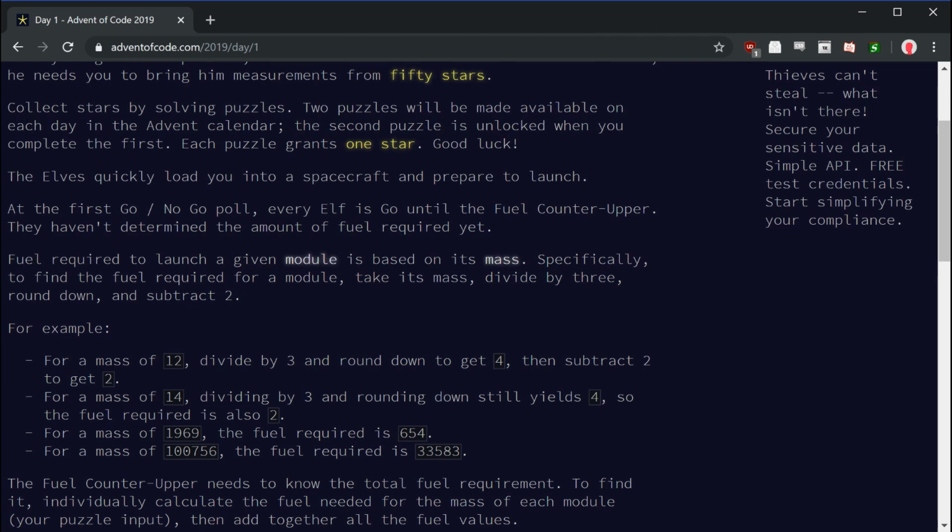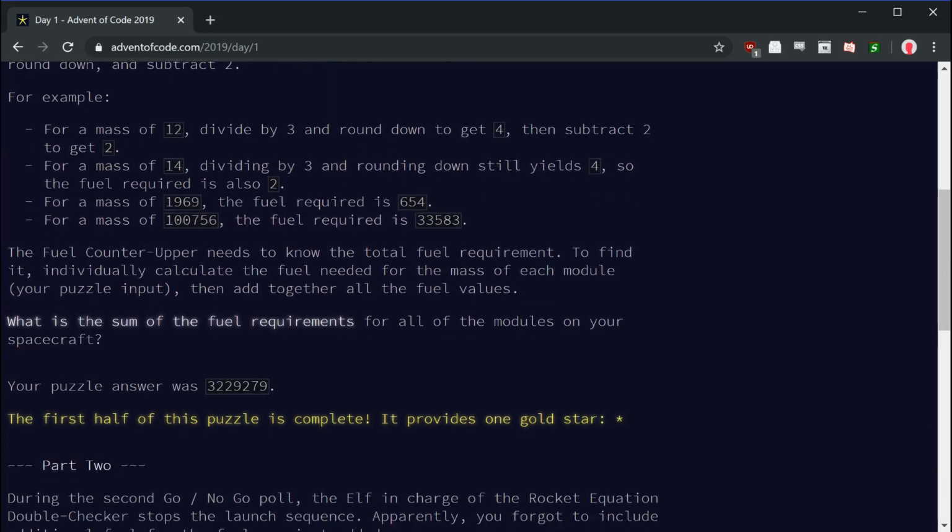And then they give some examples of how this kind of arithmetic works. And they need to know the total fuel requirement. Calculate the fuel for the mass of each module, and then add together the fuel values.